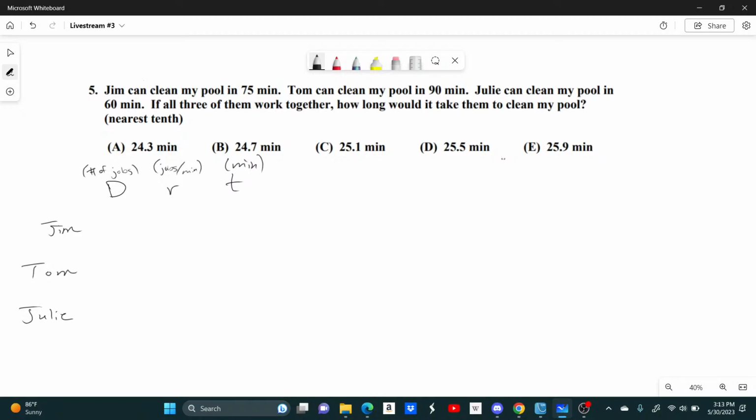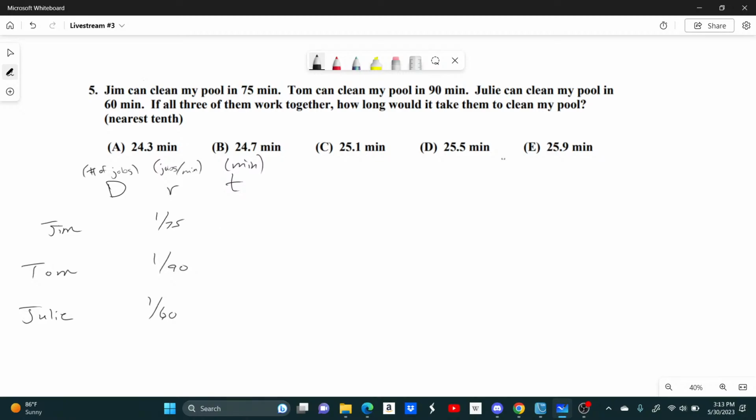Well, let's look at Jim's. How many jobs would Jim do if they all work together? Well, it looks like we're going to have to solve for that. But we do know his rate in jobs per minute. If it takes him 75 minutes to do one job, then we know his rate is 1/75th jobs per minute. And same logic for Tom and Julie, right? So Tom will be 1 over 90, and Julie will be 1 over 60.